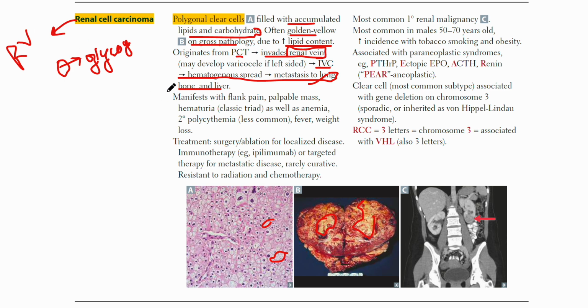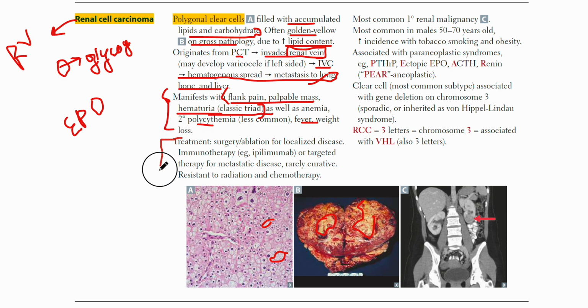So it manifests as flank pain, palpable mass, and hematuria, which is the classic triad. These are the classic triad of renal cell carcinoma: flank pain, palpable mass, and hematuria. As well as that, anemia can be present, or secondary polycythemia, because the anemia will be sensed by the cells of the kidney, right? So they will secrete erythropoietin, that is EPO, and that EPO will lead to increased synthesis of RBCs, causing secondary polycythemia, and also fever and weight loss can be there.